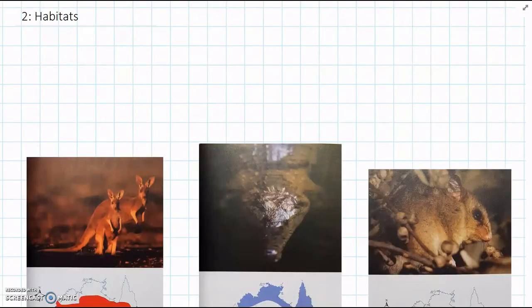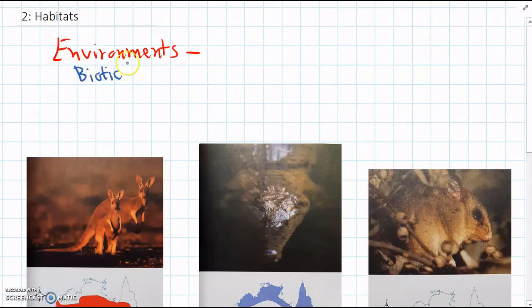So we've learnt about environments already, which are an area, and they include everything that surrounds an organism. So remember, we had the living and the non-living parts, the biotic and the abiotic factors.